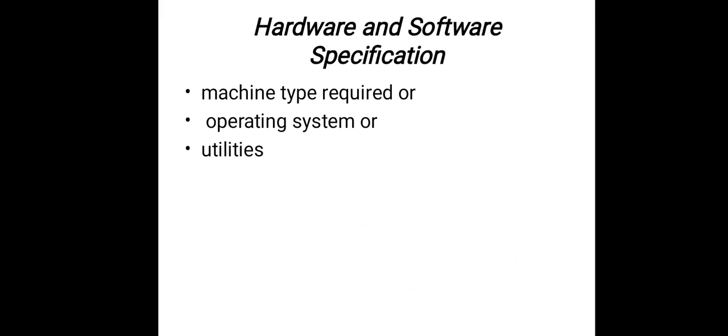In the next section, we have to write about the hardware and software specification: any specific type of hardware, machine type required, any specific operating system required, or other utilities which are required. Then we have to write about tools and techniques used with reasoning. The application tools to be used on the front and back end of the system to be developed should be listed. The reason for these tools should also be listed.